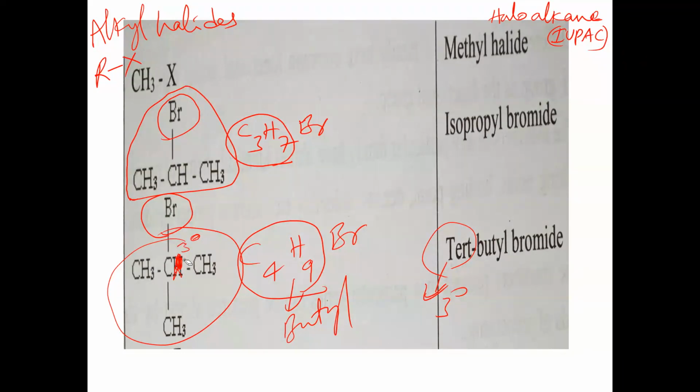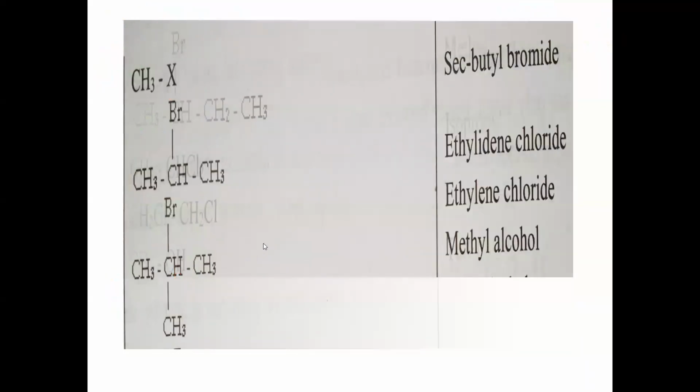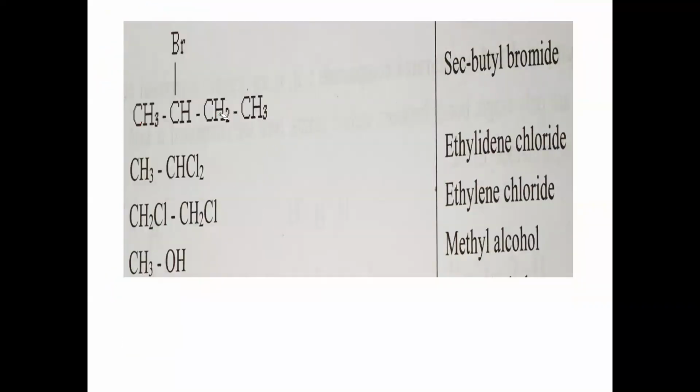2-bromo-2-methylpropane is the IUPAC name. Next, the secondary butyl. Why? On the 2-degree carbon, the bromine is present. So it is called a secondary carbon. So secondary butyl bromide.